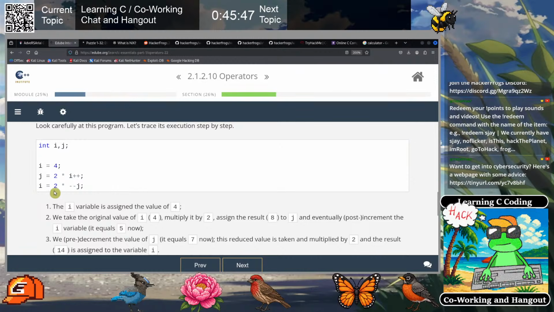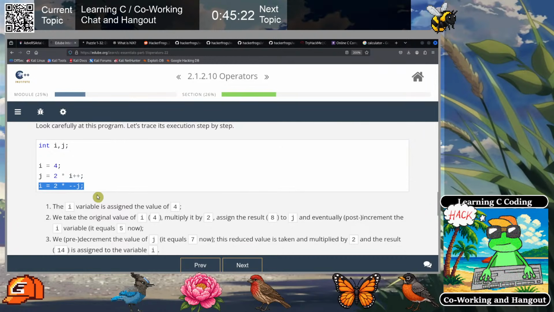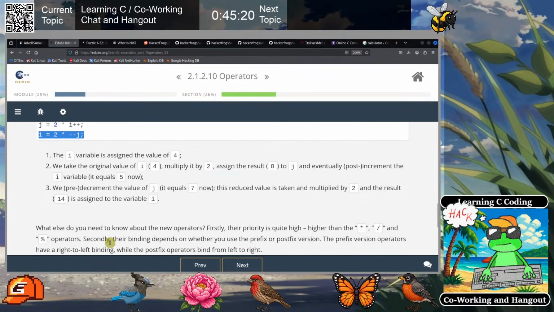And then i is 2 times decrement j. So j is currently 8, so j becomes 7. j becomes 7, and then multiplied by 2. So 7 times 2 is 14, so i equals 14. Let's see if I've got that correct.